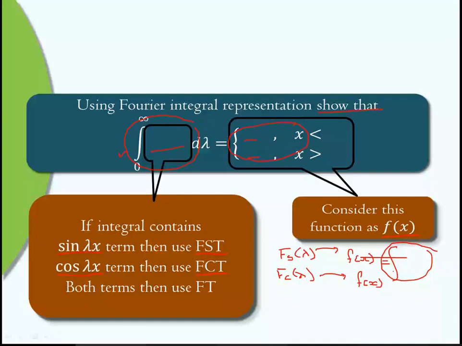And if it contains both terms, both sin λx as well as cos λx, then use the general Fourier transform. Find the value of f(λ) and then its inverse, and whatever integration we get, that integration and the required integral must be the same. So this is a very important type and quite easy because it is a show-that problem, so we know the answer. We just have to properly pick up the hints from the problem itself, and by using the corresponding formulas we can get the answer.